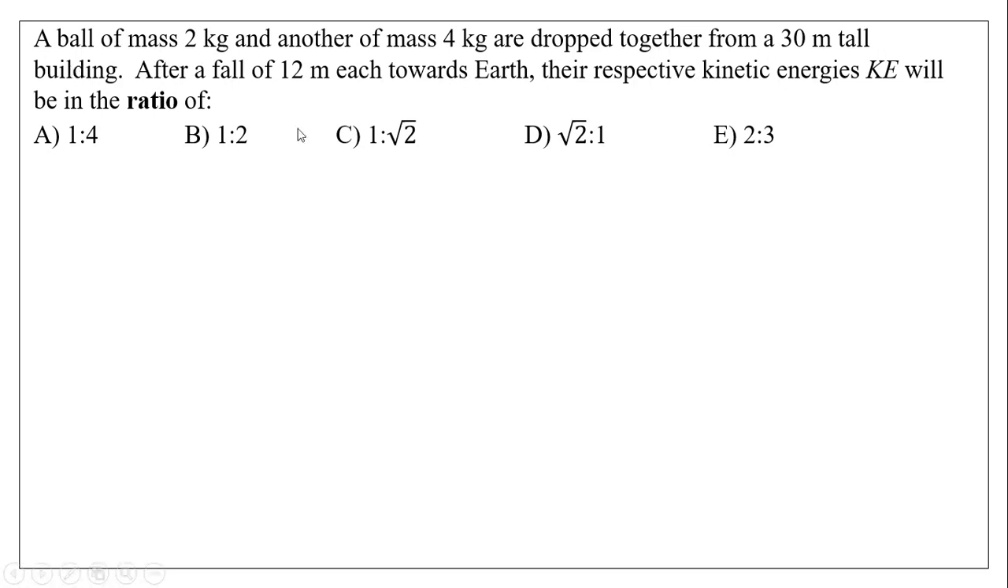So in this particular concept question, we have a ball of mass 2 kilograms and another one of mass 4 kilograms that are dropped together from a 30-meter tall building. It says after a fall of 12 meters each towards the Earth, their respective kinetic energies KE will be in the ratio of. So here are your answer choices.